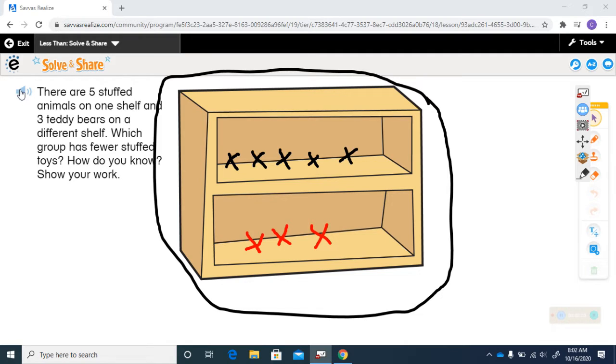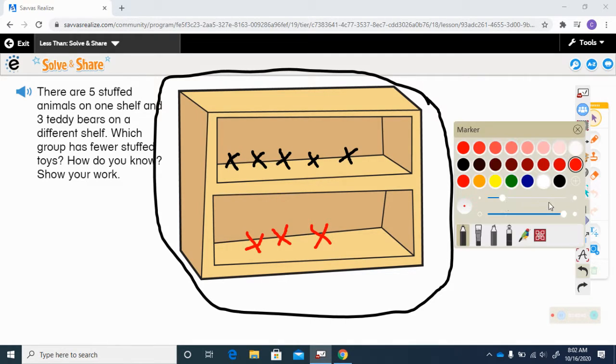Now let's listen and see what question they are asking us. Which group has fewer stuffed toys? How do you know? And how do we know? So we need to match these up like we did yesterday.